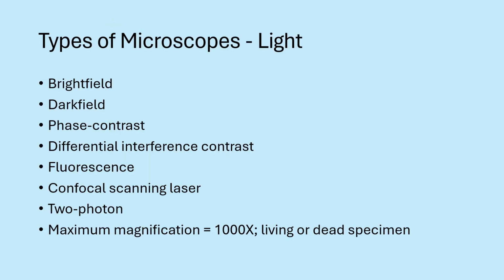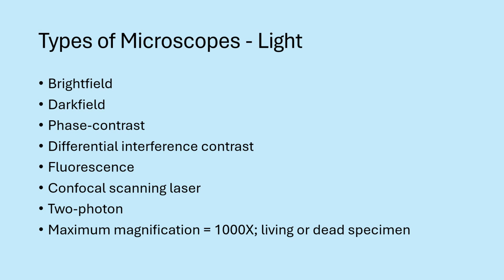There are lots of different types of microscopes. For your light microscopes, there's bright field, dark field, phase contrast, differential interference contrast, fluorescence, confocal scanning laser, two-photon. Regardless of what type of scope you're using, if it is a light microscope, the maximum total magnification that you can achieve, I don't care what brand it is, will be 1,000 times.